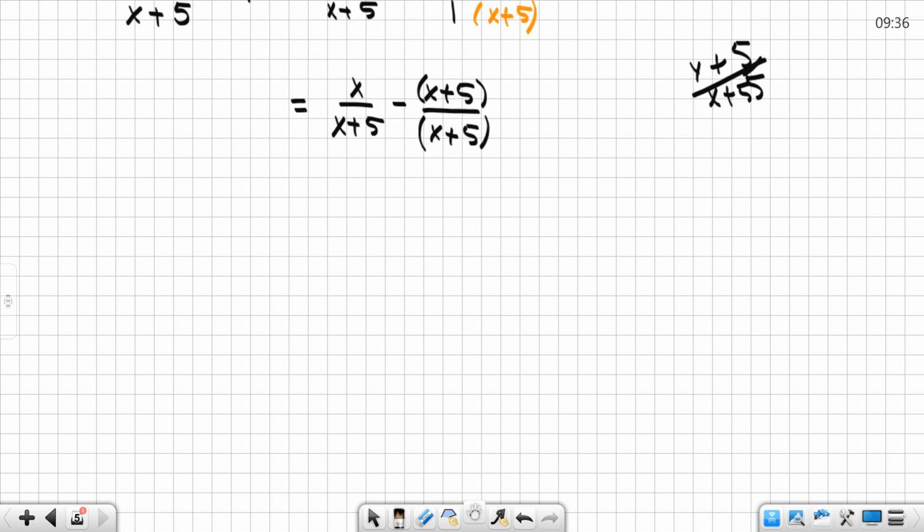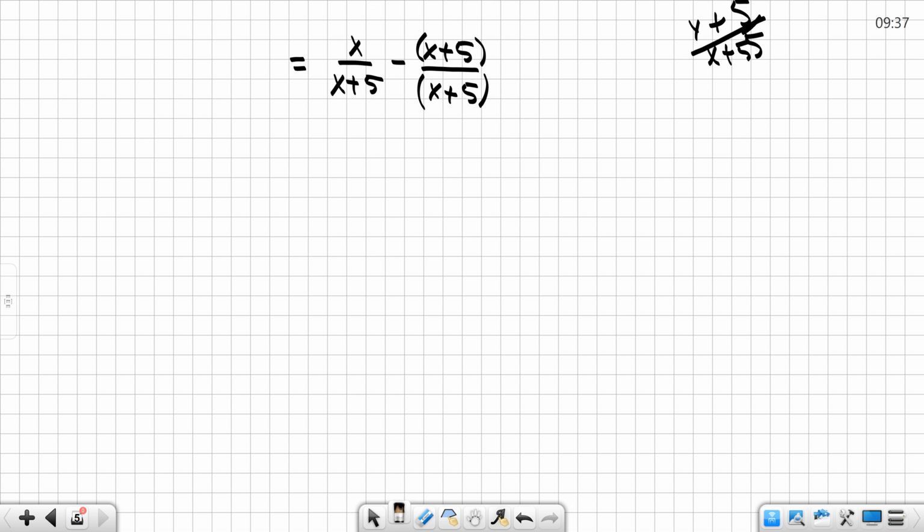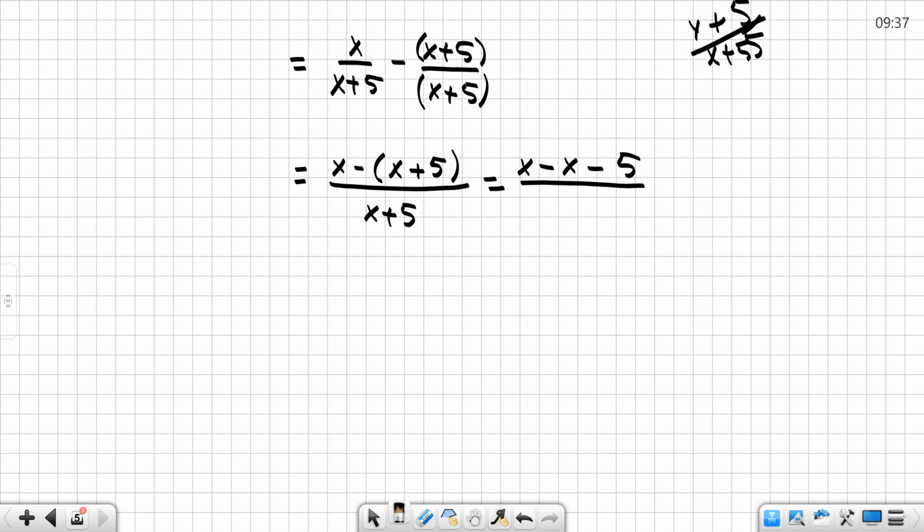Now I just proceed as before. I have already parentheses around the numerators. That means I'm getting this x minus x plus 5 divided by x plus 5. And if I now open up the second set of parentheses, I get negative x and a negative 5 divided by x plus 5. And what simplifies here is that the x's go away. X minus x is 0, and I'm left with a negative 5 divided by x plus 5.